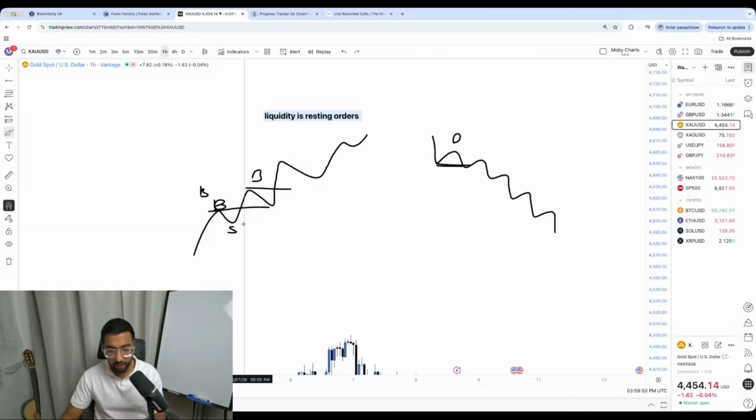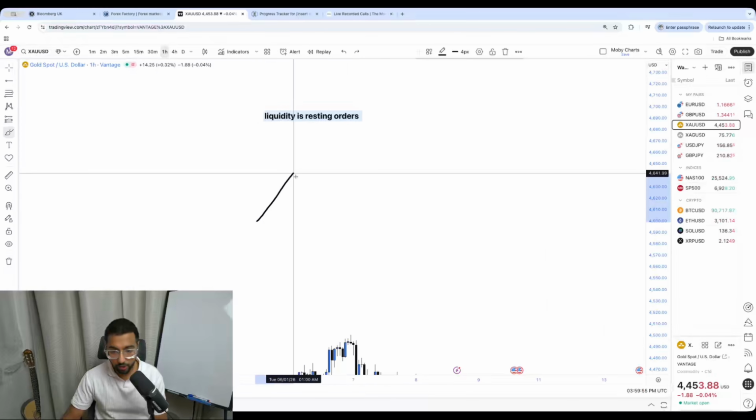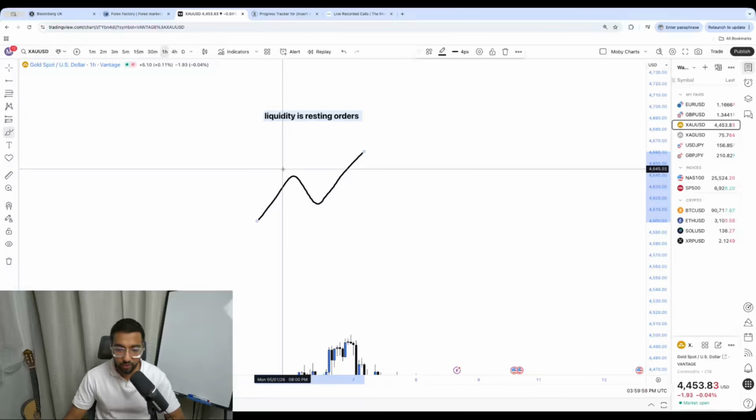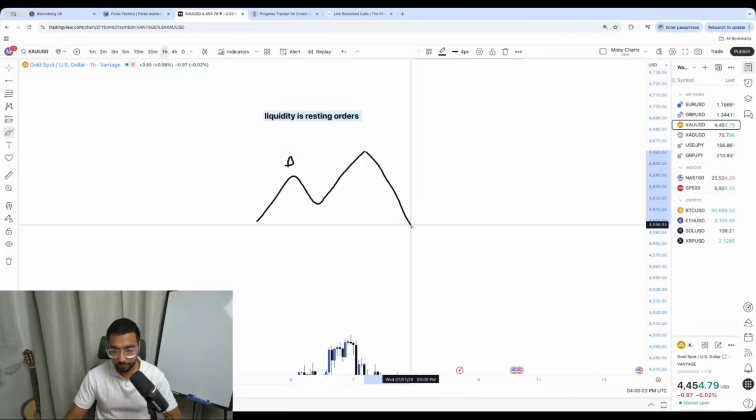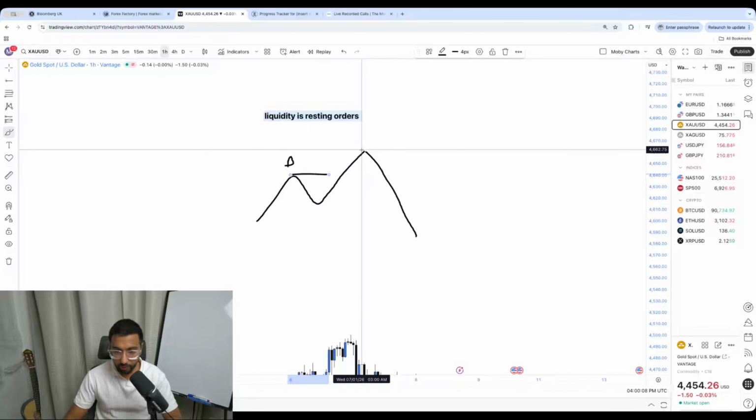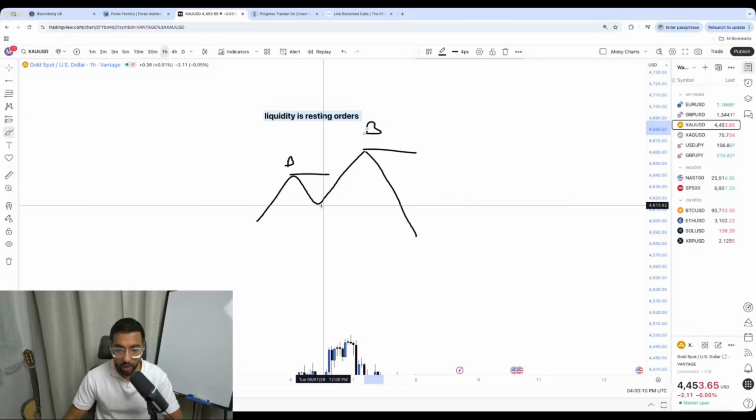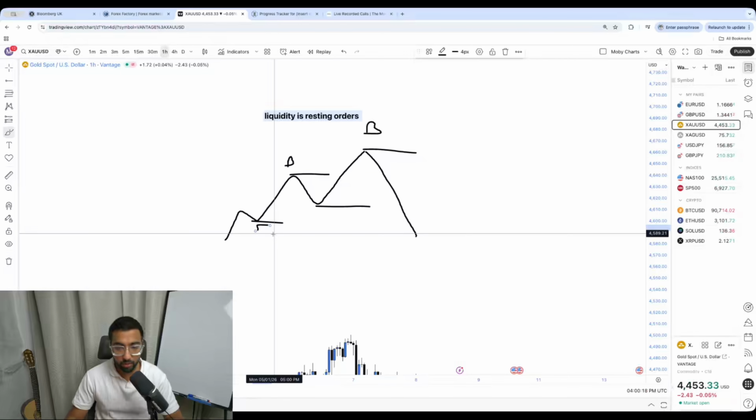Okay, so let me just quickly show you. Let's say we had buyers over here. We had buy orders right here, and then we had another buy orders right here. And then we have sell orders over here, and then sell orders right here. This is what happens in the markets. And this is why liquidity is so important, because it actually helps us when it comes to direction. It helps us with targets. It helps us know exactly where the market's going.